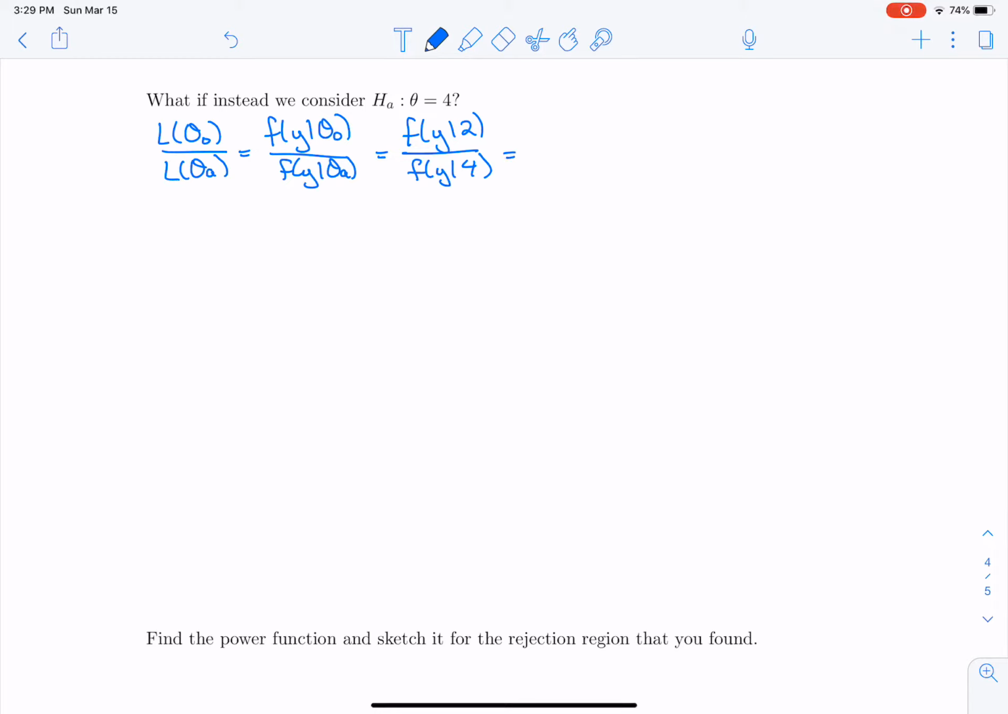Okay, so we know that f of y given 2 was equal to 2y. But f of y given 4 is actually 4y cubed. This is theta is 4, and then y to the theta minus 1, which is 3. So we can reduce this down to 1 over 2y squared. That tells us that our rejection region is when 1 over 2y squared is less than k, if we're applying the Neyman-Pearson lemma.